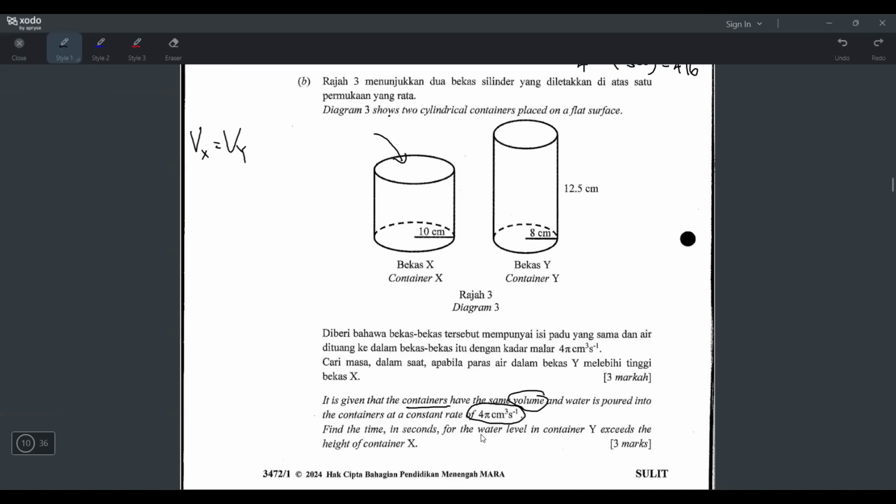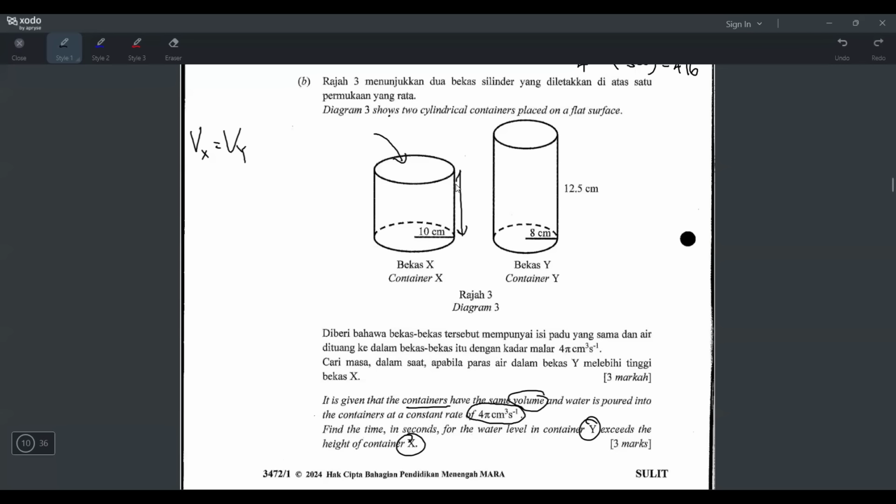Find the time in seconds for the water level in container Y to exceed the height of container X. How do we do this? Okay, first of all, I need to find the volume. Yeah, I think I need to find the volume because after I get the volume, then only I can, because they ask for the time when the water level in Y exceeds the height of container X. Height of water level. So it means I need this height.